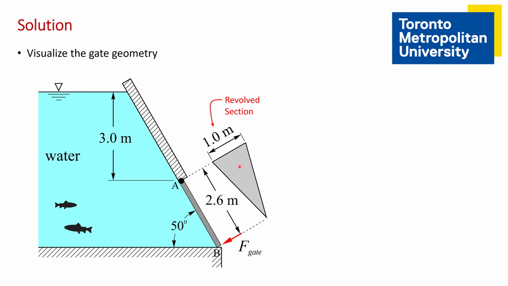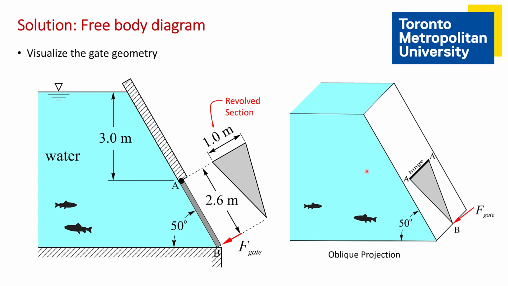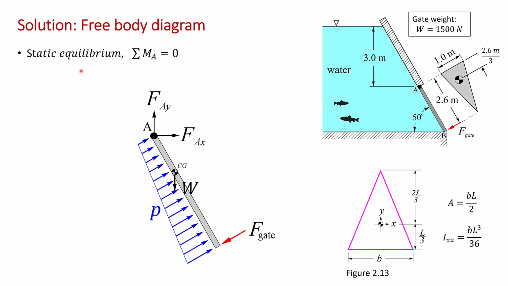So in this view, you're seeing the gate head on. This is a sketch of the gate in an oblique view, so you can visualize the gate's geometry. Notice that the 1 meter long hinge, AA, is horizontal here. Now we can move on to the solution.